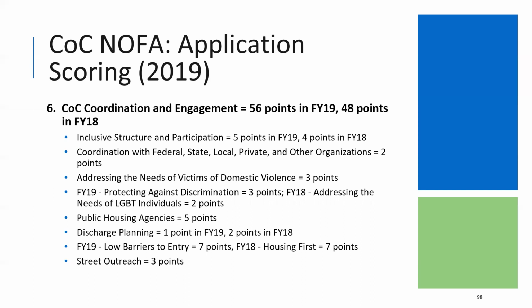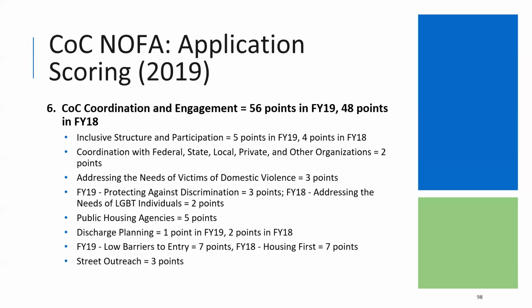Public housing agencies, HUD wants to know how you're coordinating with public housing agencies, and also whether any of your public housing agencies have a homeless preference. So HUD wants to see that CoCs are leveraging PHA resources to serve folks experiencing homelessness. HUD looks at what your discharge planning strategies are from other public systems. So how are you working, for example, with the foster care system or the criminal justice system around discharge planning from systems of care? And HUD also looks at low barriers to entry.